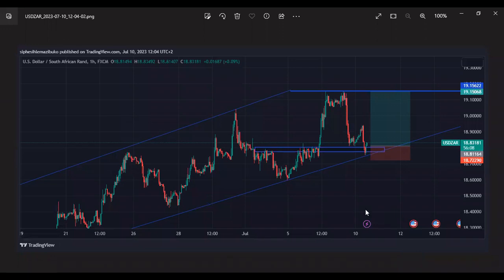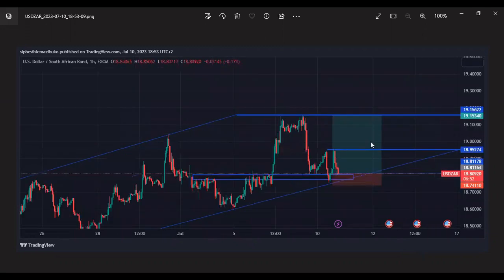Okay, as you can see on my screen right now, we have the screenshot that I took as soon as I entered the trade. As you can see here on the top left side of the screen, it was on the 10th of July, 2023. So this was the trade right here. I entered here, and then my target was up here. My stop loss was down here.